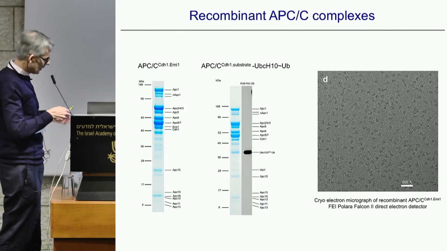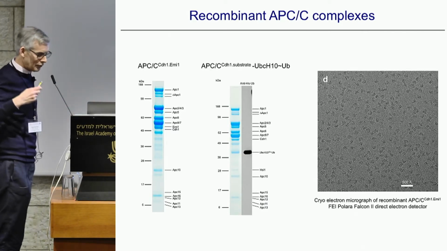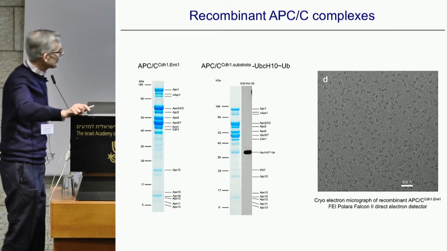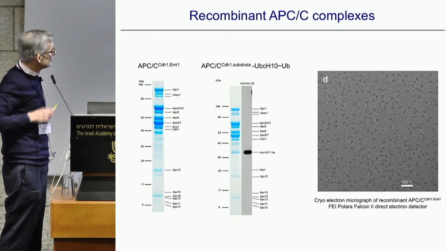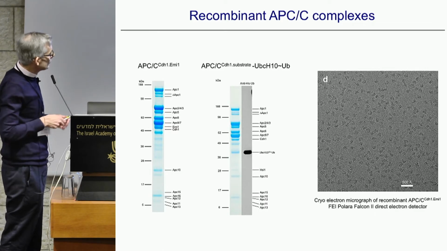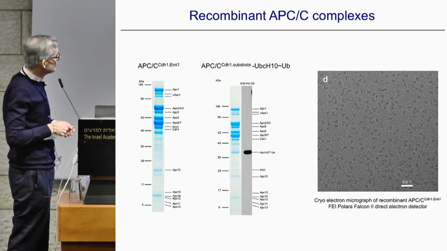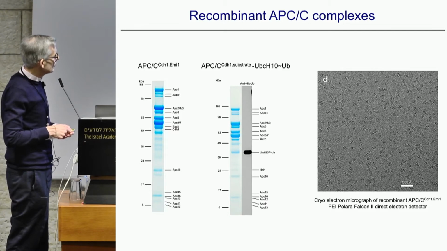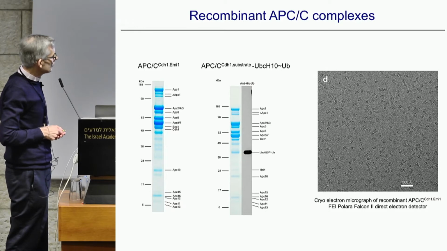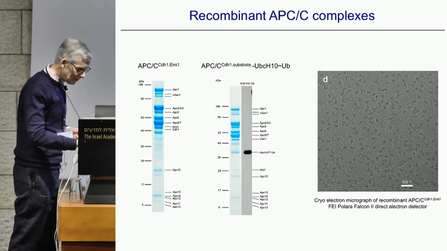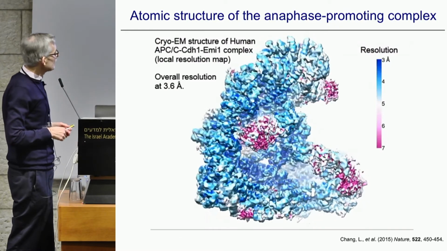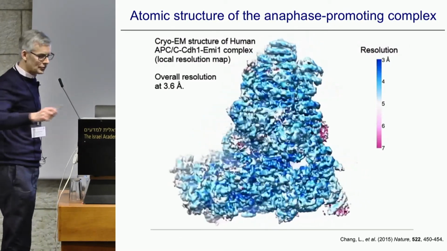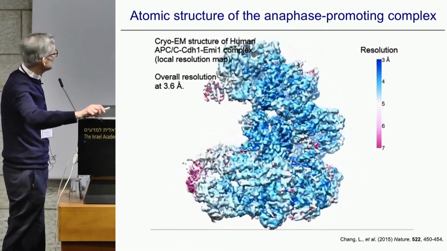And this just shows two SDS-PAGE gels of two functional APC complexes. And then we determined the structure of the APC using cryo-electron microscopy, and this shows a cryo-electron micrograph of the recombinant APC in complex with a CDH1 co-activator and an inhibitor called EMI1. These data were collected on a Polara electron microscope with a Falcon 2 detector in about 2014. And in these data, we could obtain a 3.6 angstrom structure overall of the APC.